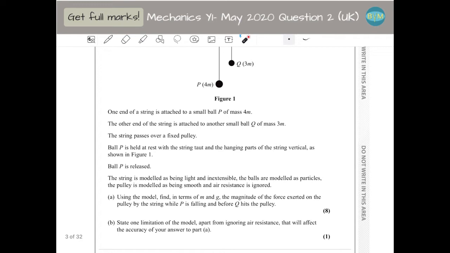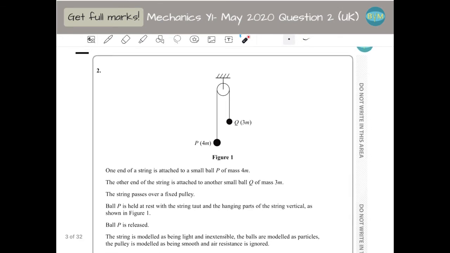Using the model, find in terms of m and g the magnitude of the force exerted on the pulley by the string while P is falling and before Q hits the pulley. So first, you have to think what is happening in the pulley. If you have the pulley here, you have the force of this particle in that way and the force of this particle that way.